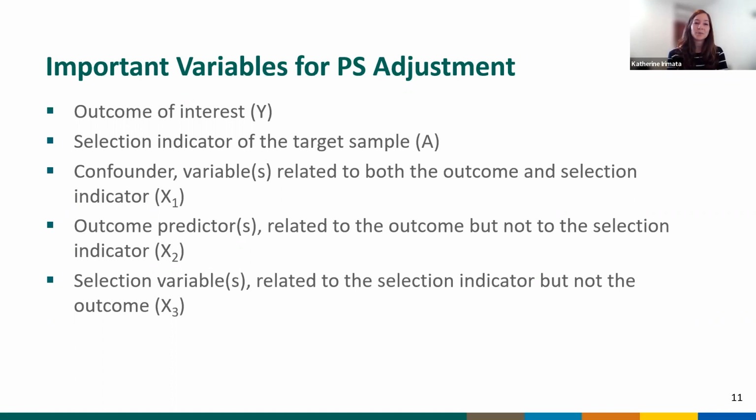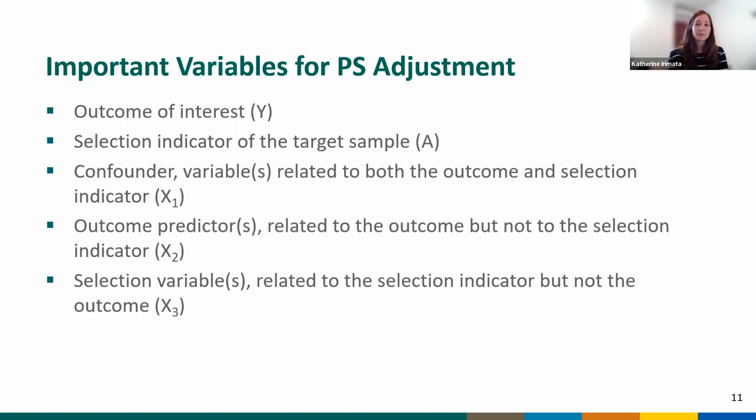Another type of variable is what we'll call an outcome predictor. These are variables that are related to the outcome, but aren't related to the selection indicator. For this asthma example, something like smoking might apply. We could think that someone who smokes or who is exposed to secondhand smoke might be more likely to have asthma, but smoking may not be related to whether or not someone participates in a web survey.